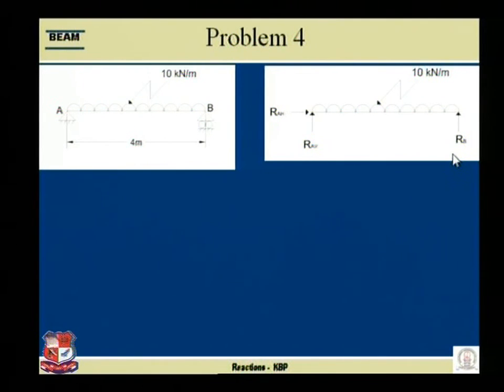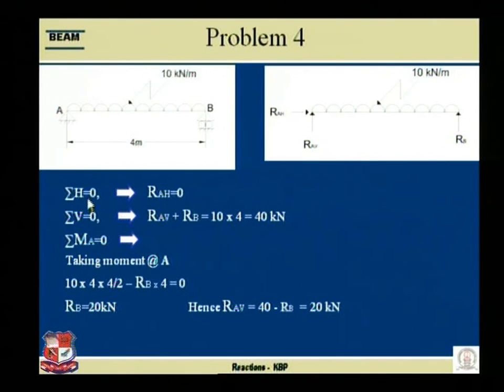Applying the first condition, sigma H is equal to 0, RAH is equal to 0, because only vertical loads are acting. Sigma V is equal to 0, RAV, that is acting upward, plus RB, which is acting upward, is equal to the downward load. Let's take an example.